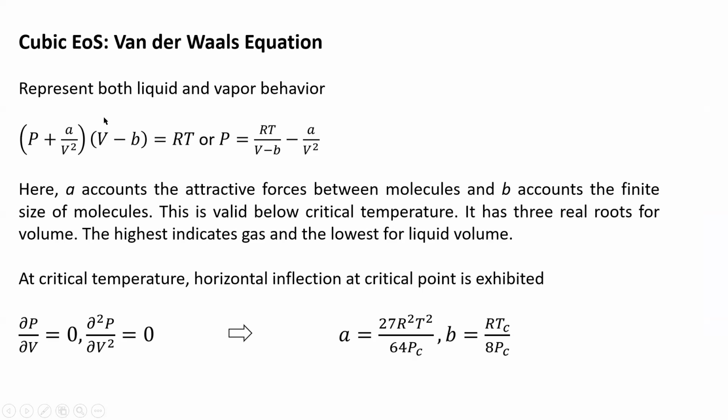This can be used to represent both liquid and vapor behavior, and it is expressed as P plus A by V squared, times V minus B, equals RT. The same expression can be written as P is equal to RT by V minus B, minus A by V squared. So here you can see P is equal to RT something minus something.